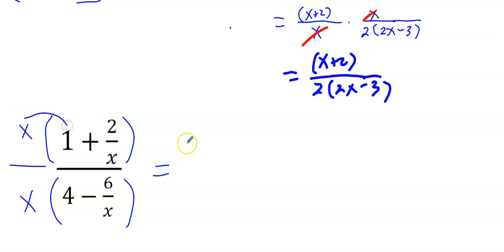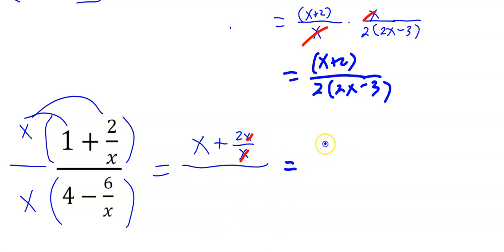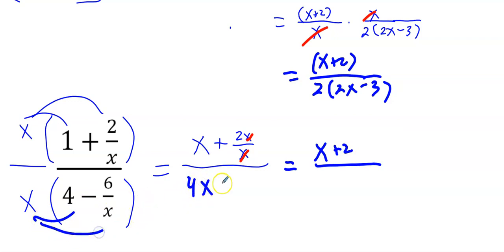So when I distribute this, I get, in the numerator, x plus 2x over x, which is x plus 2 in the numerator. Wow, that's pretty nice. In the denominator, when I distribute, I get 4x minus 6x over x, which is 4x minus 6, or 2 times x, 2x. Do that again. 2 times 2x minus 3.